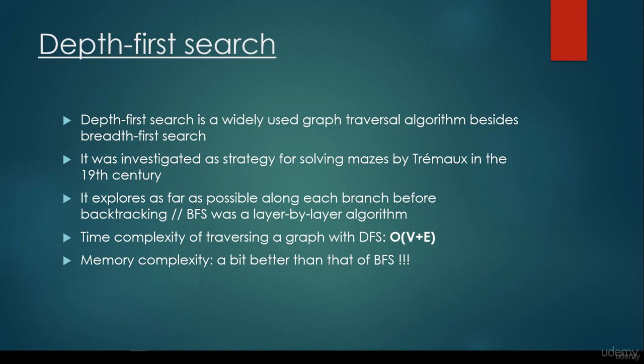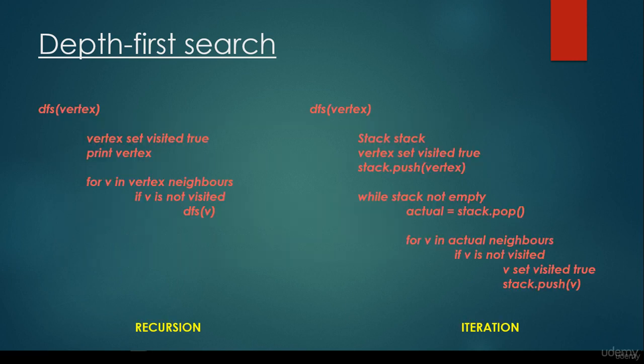The time complexity, on the other hand, is the same. O(V+E), where V denotes the number of vertices and E denotes the number of edges. So it is linear as far as the number of vertices is concerned. It's very important that the memory complexity is a bit better than that of breadth-first search. We have been discussing that breadth-first search sometimes is very useful, but the memory complexity is not that good. Depth-first search, on the other hand, is a bit more memory friendly. Okay, so let's see the pseudocode.